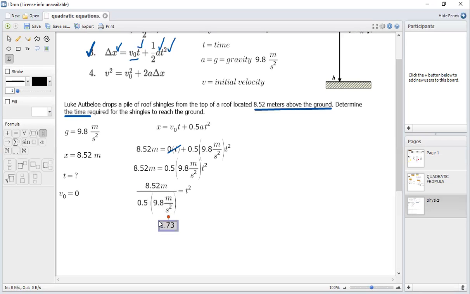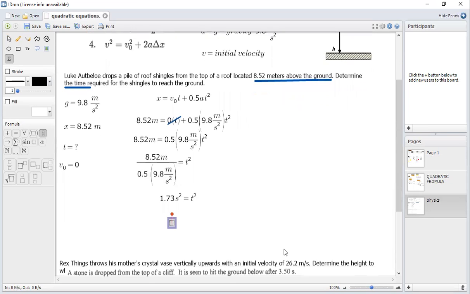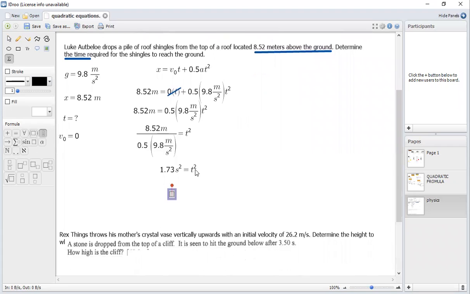1.73, right? In this case, we will have seconds squared. No, this is not a time. Look, here we have t to the second. Do you remember how to eliminate the power of 2? What do we use to eliminate the power of 2? What is the inverse operation?